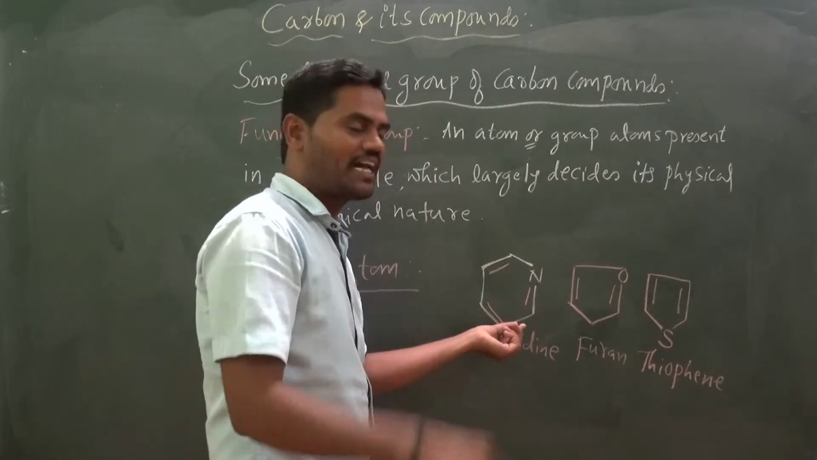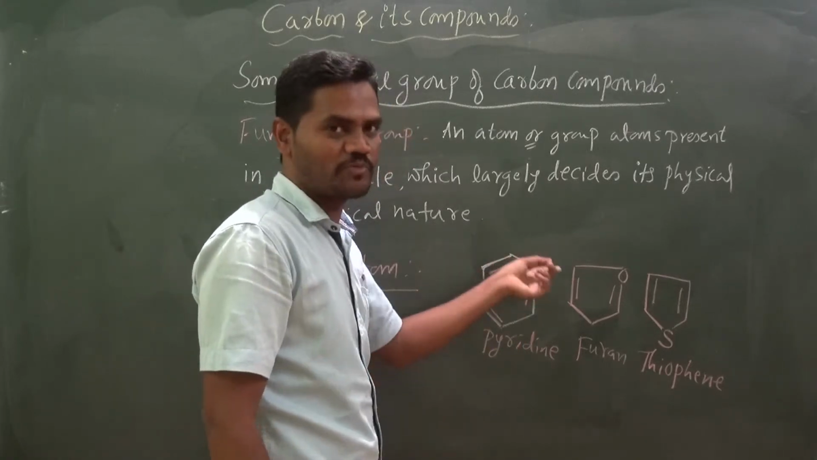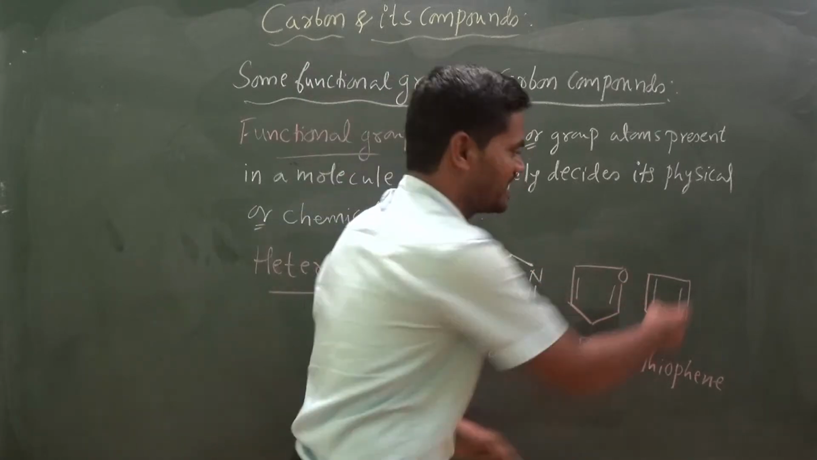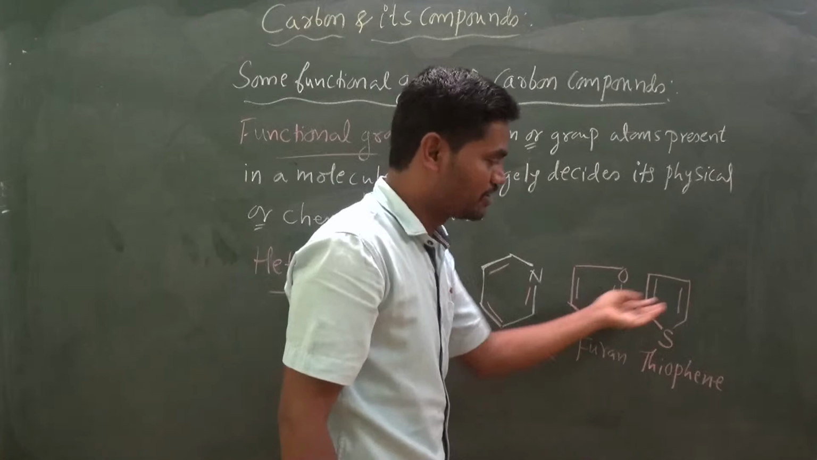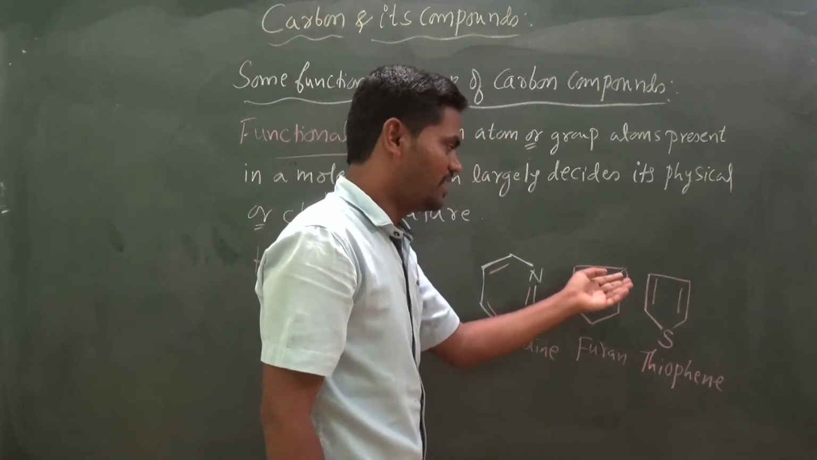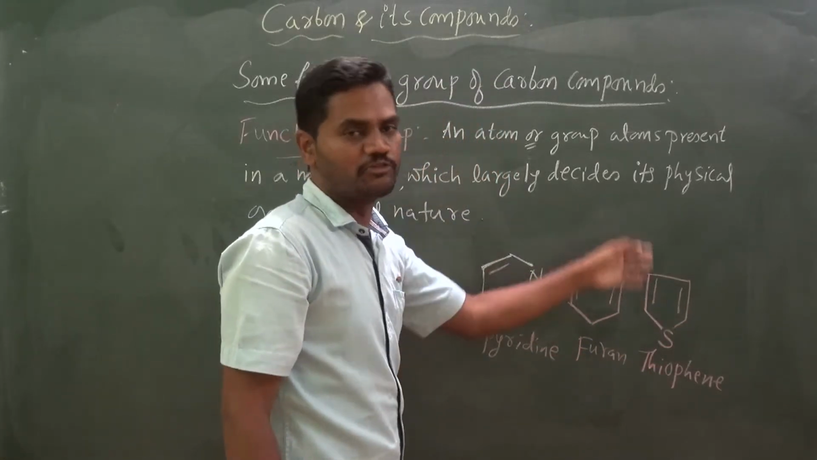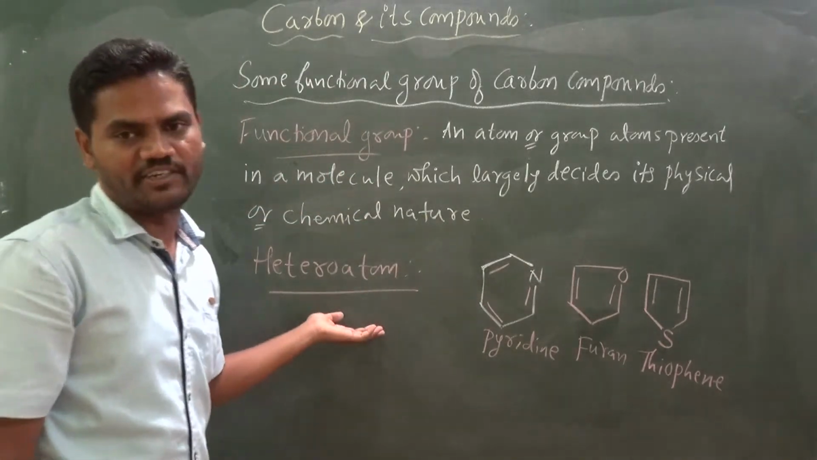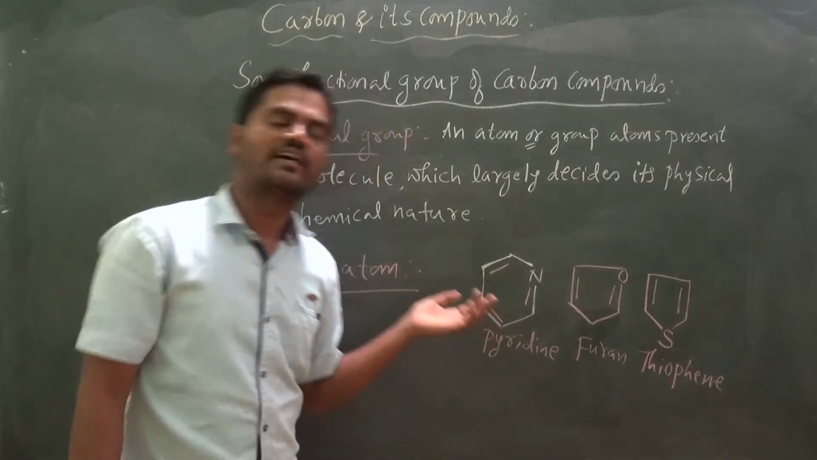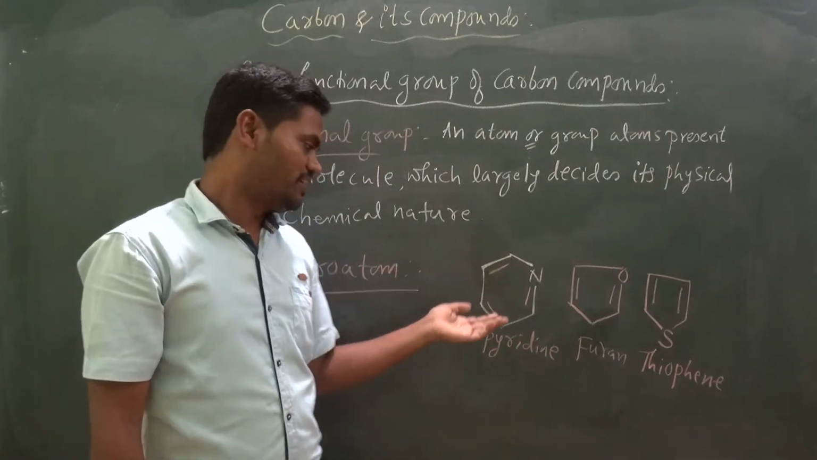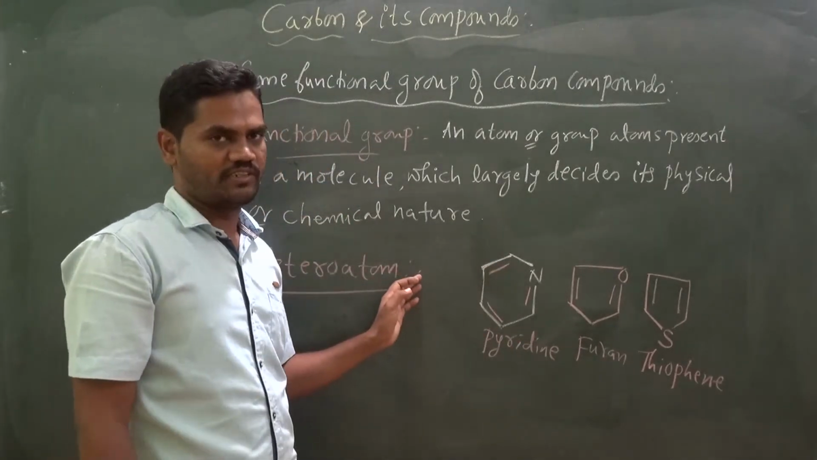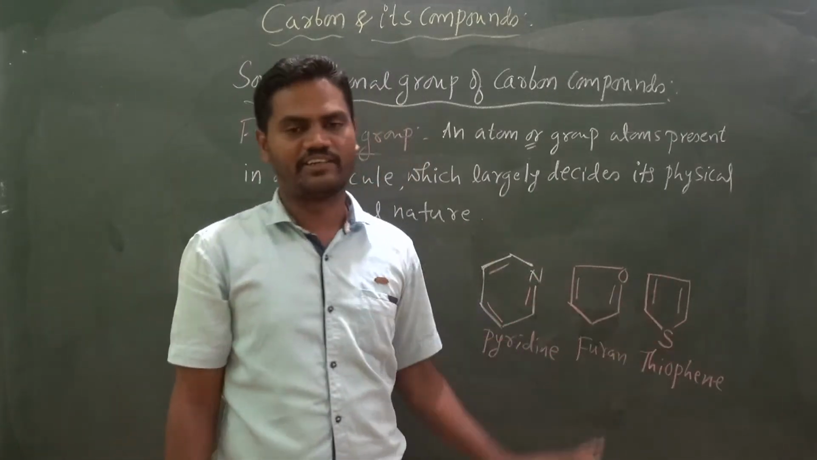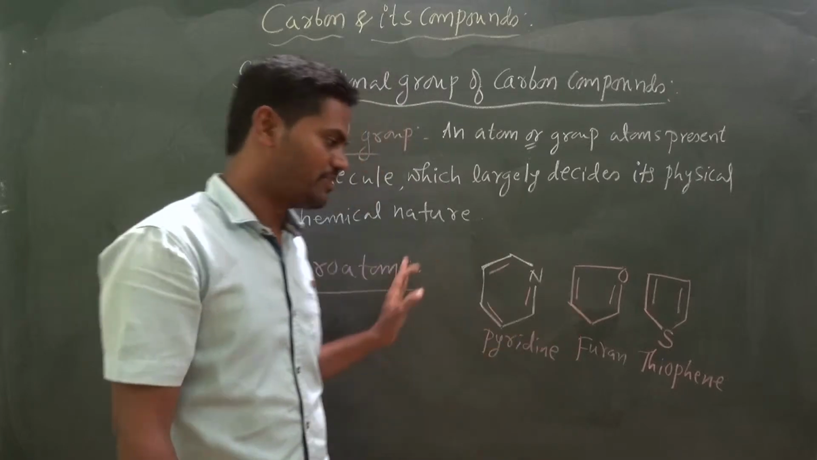But other than carbon and hydrogen, nitrogen is also present here. Oxygen is also present here. Sulfur is also present here. Carbons are there, but even though they contain the sulfur atom, the oxygen atom and the nitrogen atom, those belong to the heteroatoms. That's the meaning of heteroatoms. An atom other than carbon or hydrogen is known as a heteroatom. So heteroatoms are nothing but nitrogen, oxygen, and sulfur. This is regarding the heteroatom.